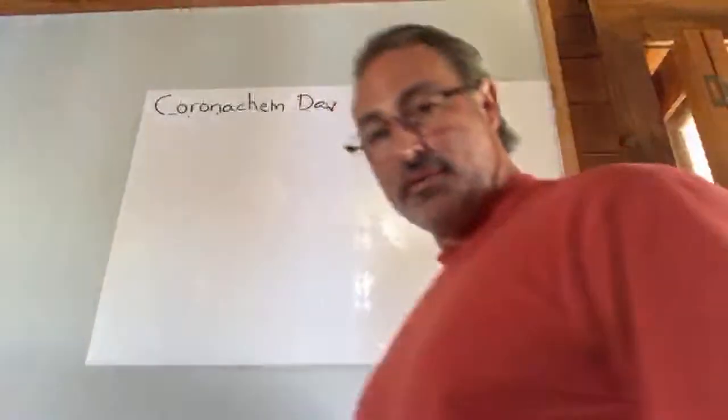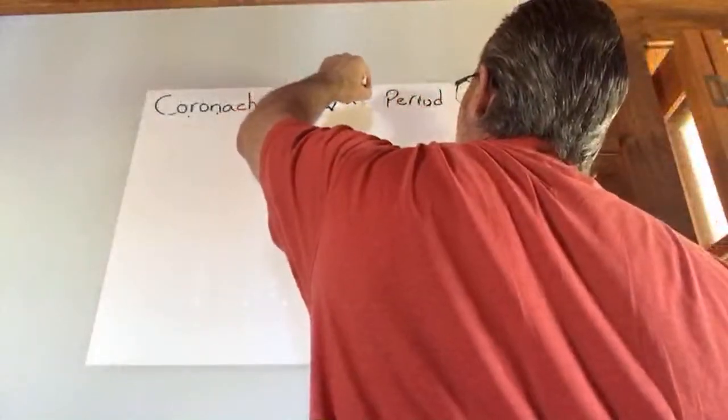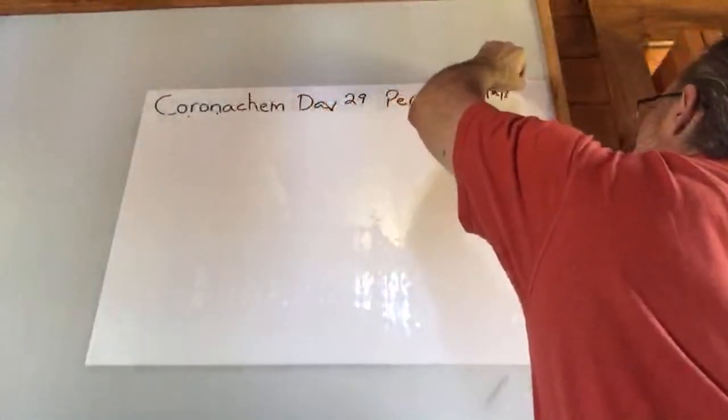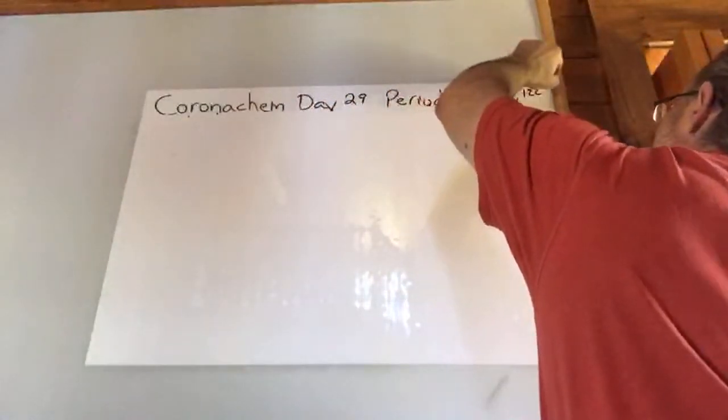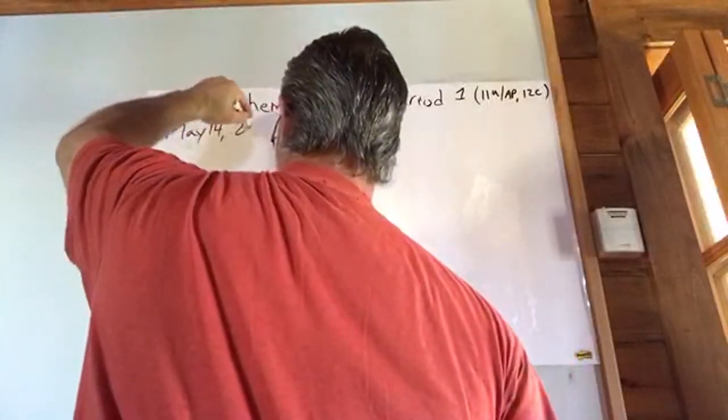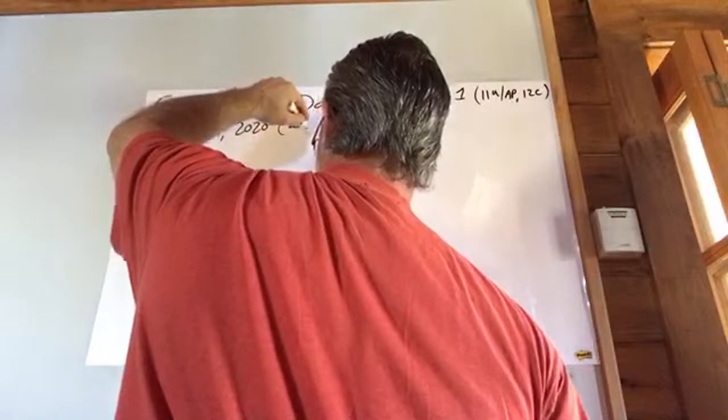Today is day 29 of Coronachem. And this is period 1, which is for grade 11, U and AP, and also for college, grade 12. Today the date is May 14th of 2020, and it is a Thursday.